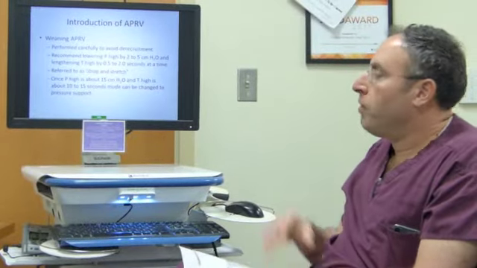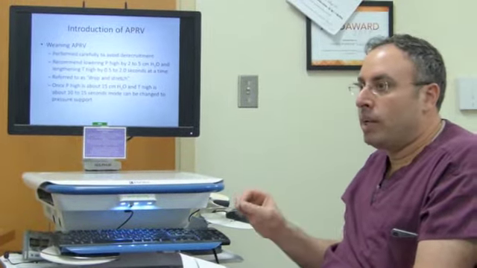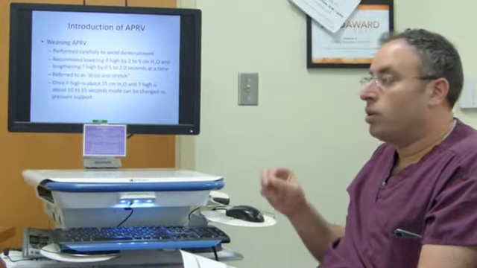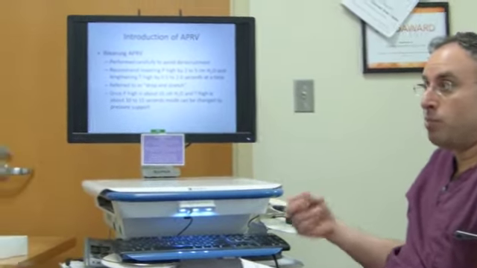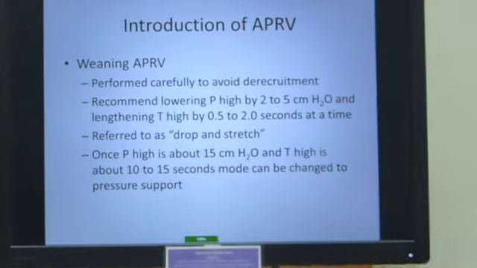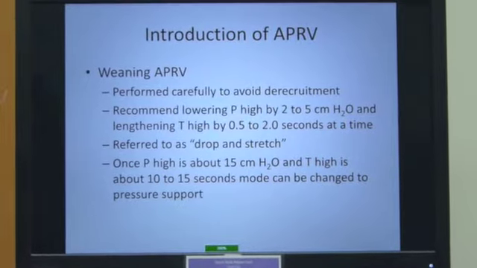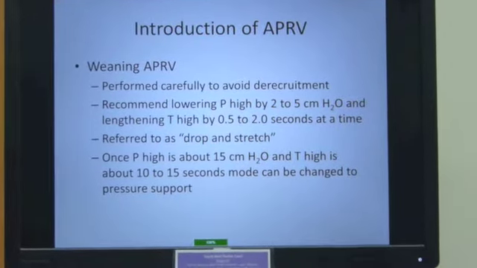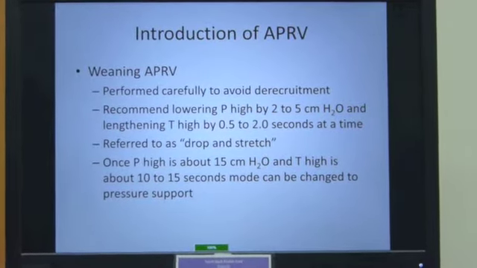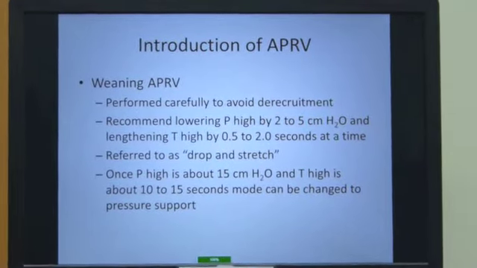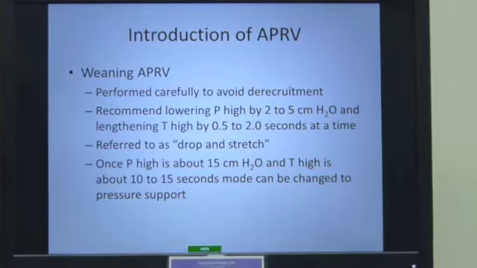So weaning APRV, you should do it carefully, right? Just because you're weaning it doesn't mean they're better. And you do it carefully because you can avoid de-recruitment by doing it properly. So it's recommended by lowering P high by 2 to 5 centimeters of water pressure at a time, and lengthening T high by 0.5 to 2 seconds at a time. And that's referred to as the drop and stretch, right? So you're dropping the P high and stretching the T high.